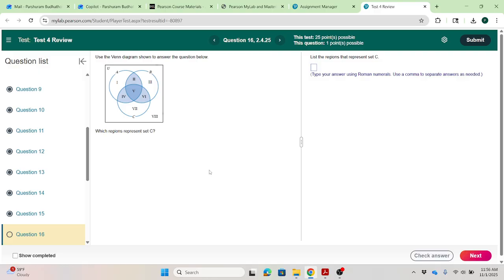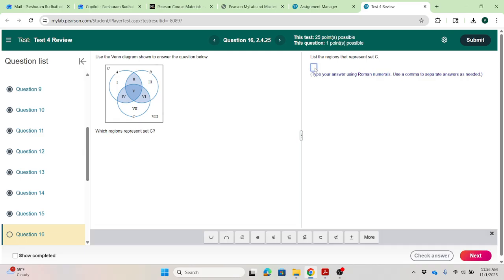Use the Venn diagram given here to answer the following question. Which region represents set C? Set C is regions 4, 5, 6 and 7. These are the 4 regions inside set C.